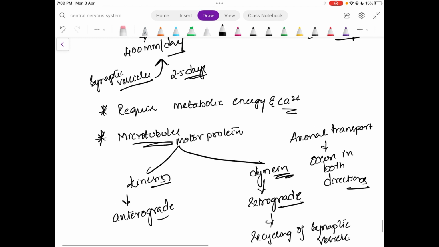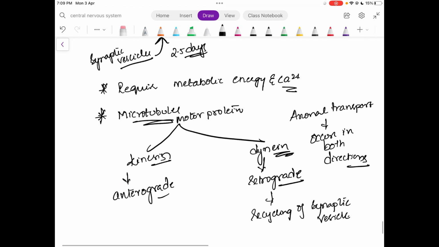This is about neuron in detail. In the next class, we will see the clinical part of these neurons. Thank you.